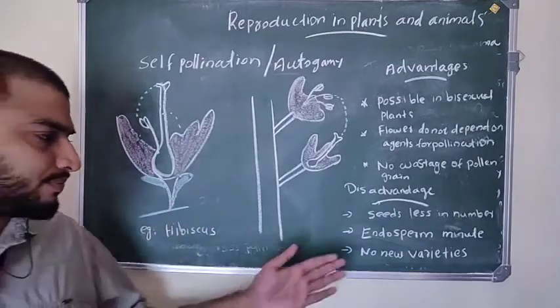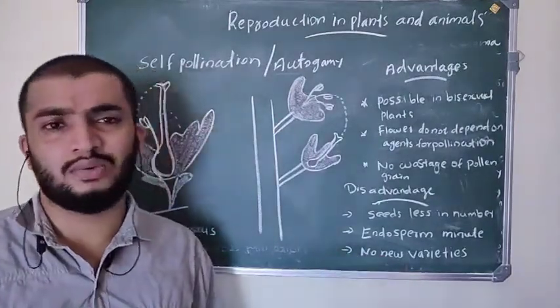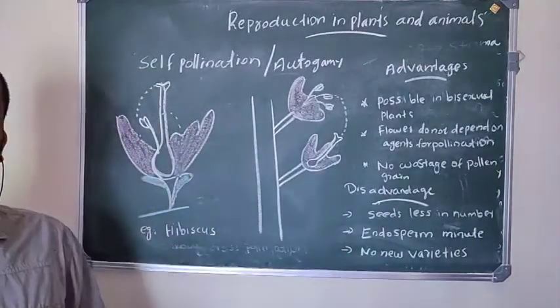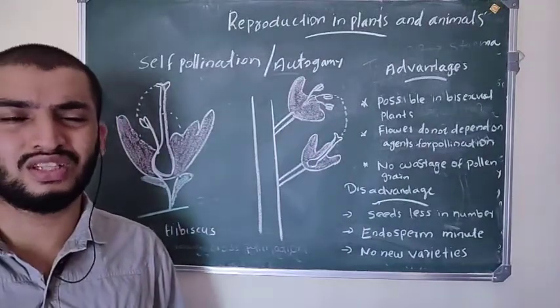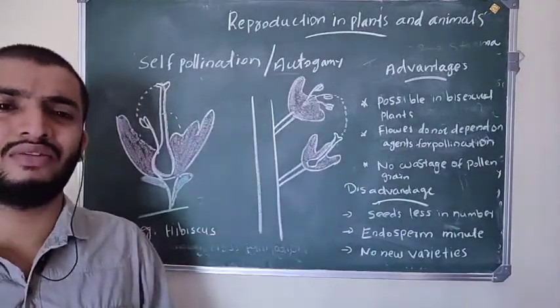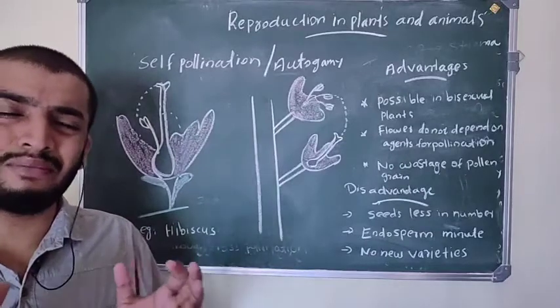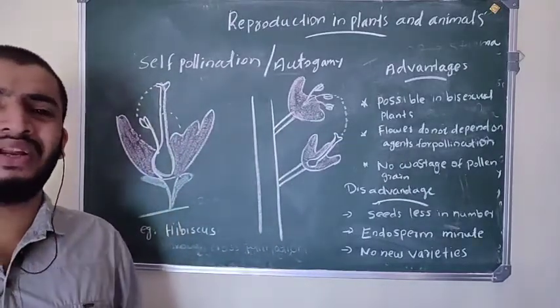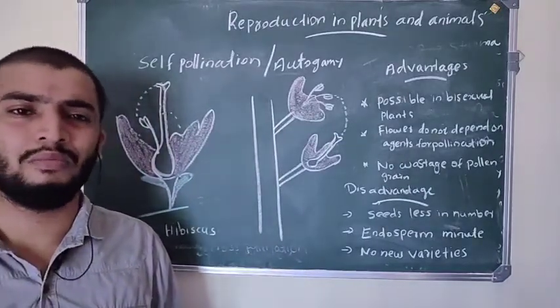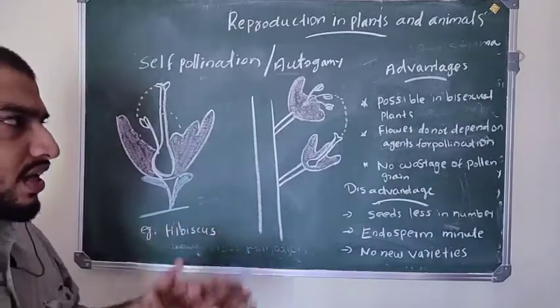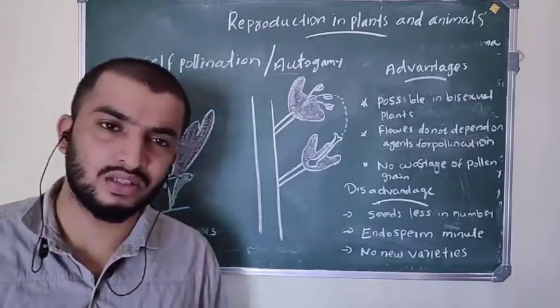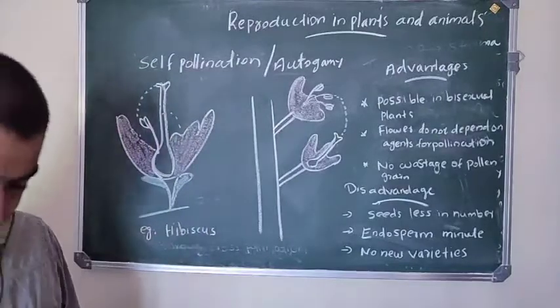Then the next disadvantage: new varieties of plants cannot be produced by self-pollination, because it happens in the same flower or the same plant. So we cannot produce new varieties by self-pollination. These are the advantages and disadvantages of self-pollination.